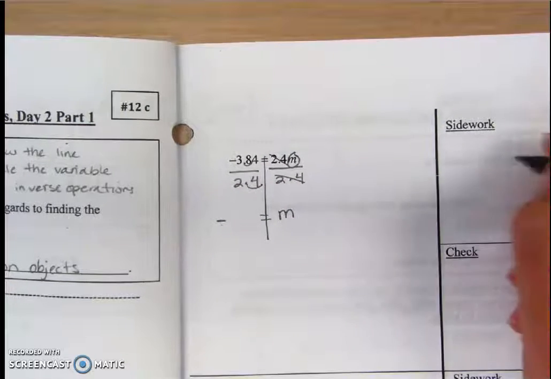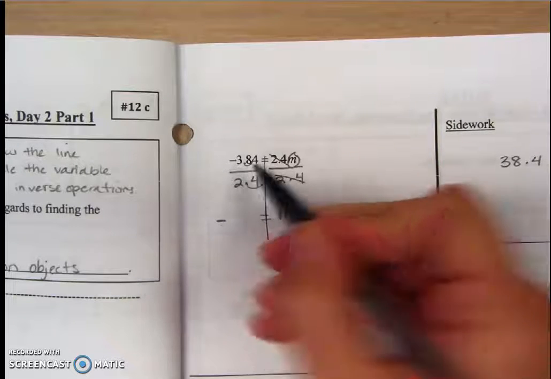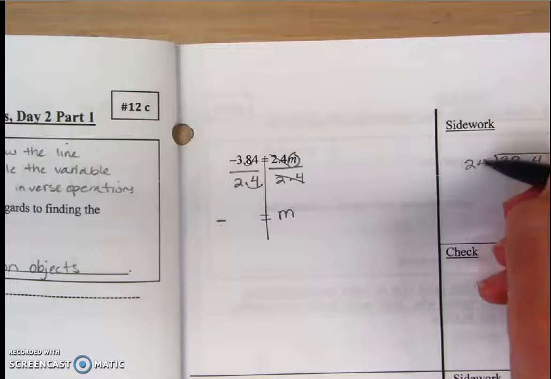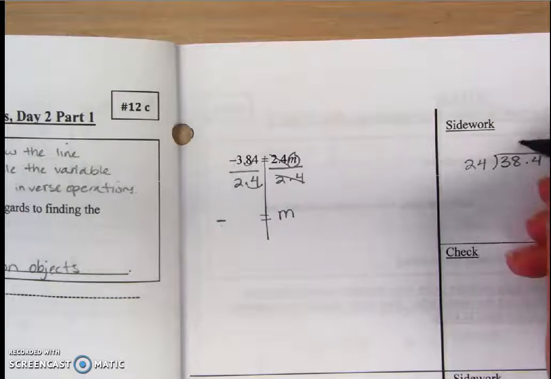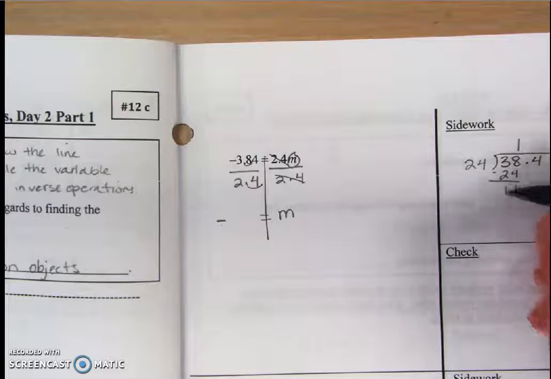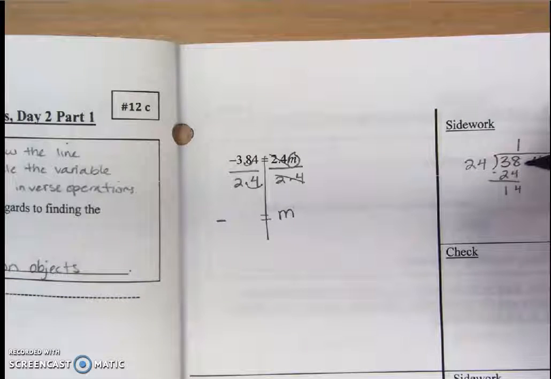And so inside the house, I'm going to write 38.4 because I swooshed that over. On the outside, I'm going to write 24. How many 24s can I take out of 38? Well, 1. That would have 24 I could take out, so I'd have 14 left over. Before I bring down the next digit, I'm going to bring up the decimal. Now I can bring down the 4.